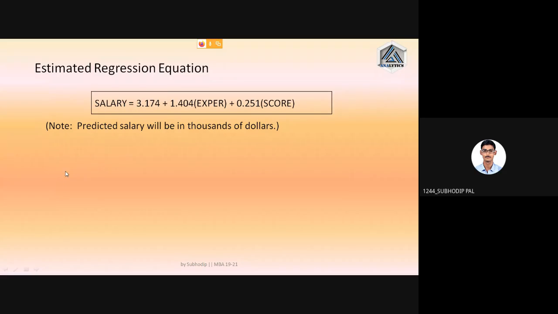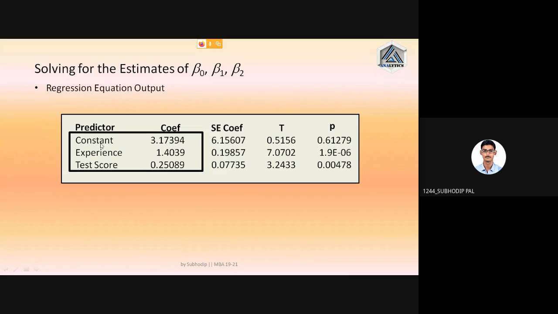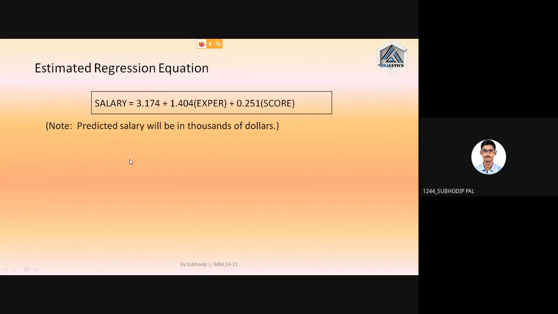Yeah. So write the heading now as constant. Constant value we can write. This one is constant, right? So for constant, it will be like when experience and score both are constant or both are fixed, you can write constant or fixed. When experience and score both are constant, then the salary will have a constant value of 3.174.